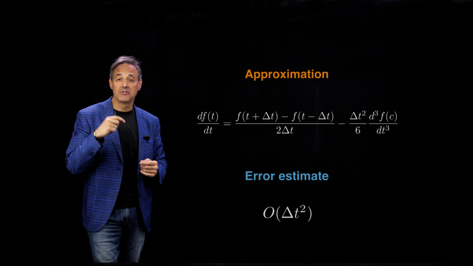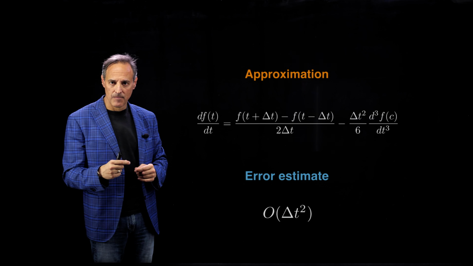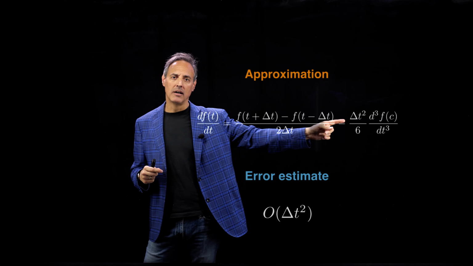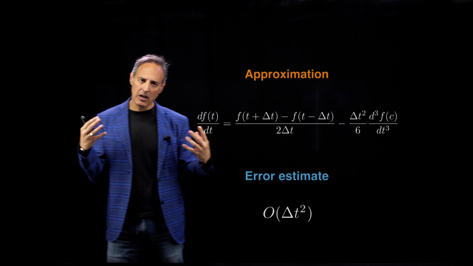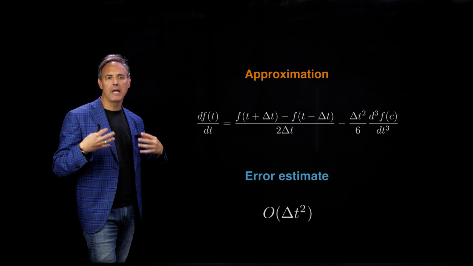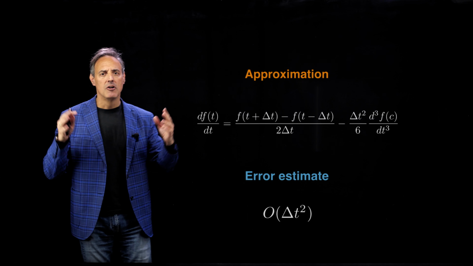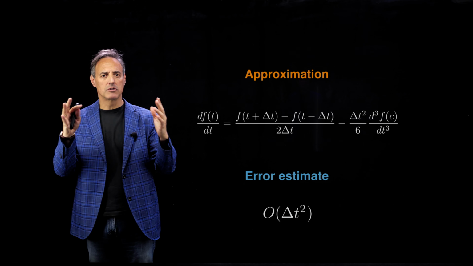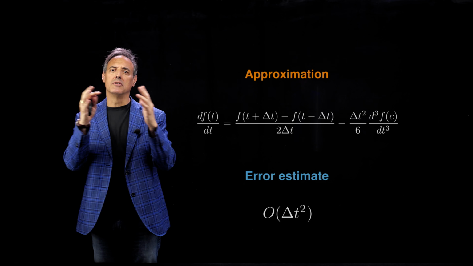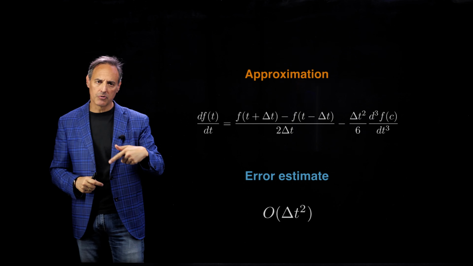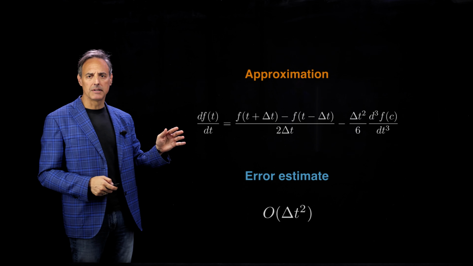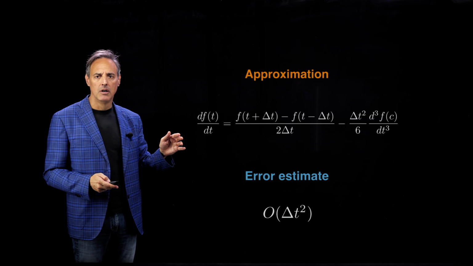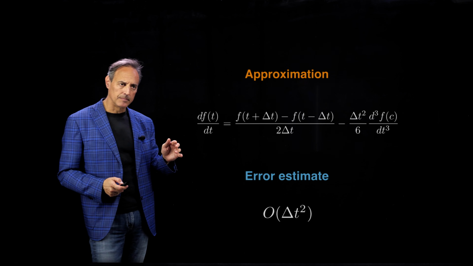So if I cut delta t in half, right, then this term here is 4 times smaller. And so one way to think about it is I can control the error in my derivative estimate by making my delta t smaller and smaller and smaller. Again, I cut the delta t in half, the error goes down by a factor of 4. So this is the simplest formula possible for computing a derivative.